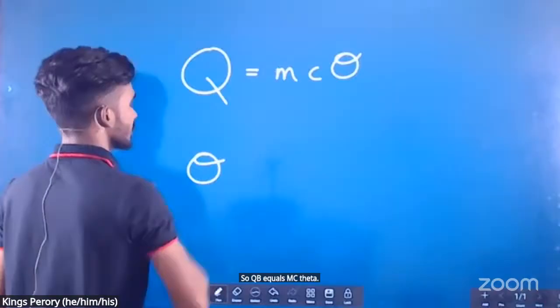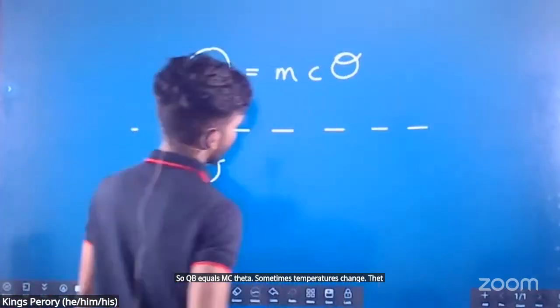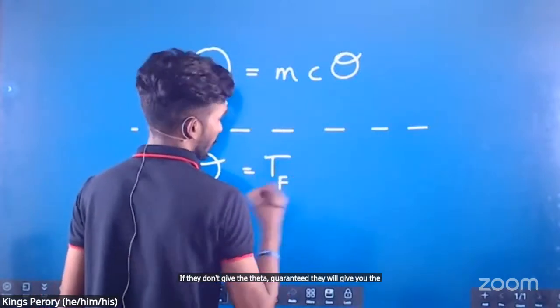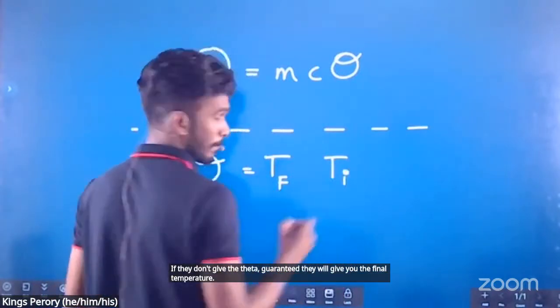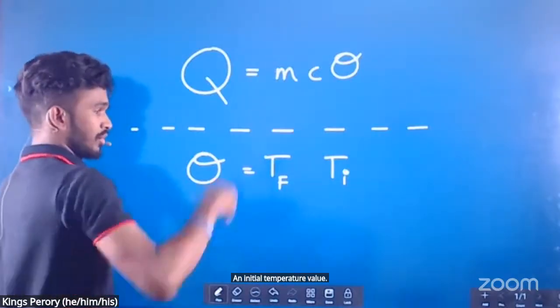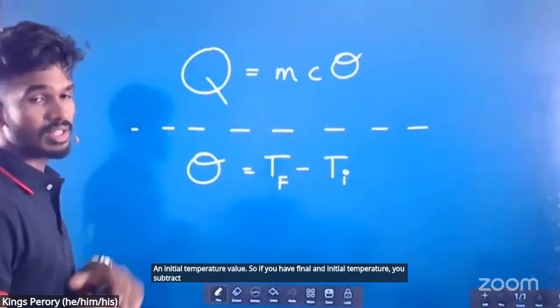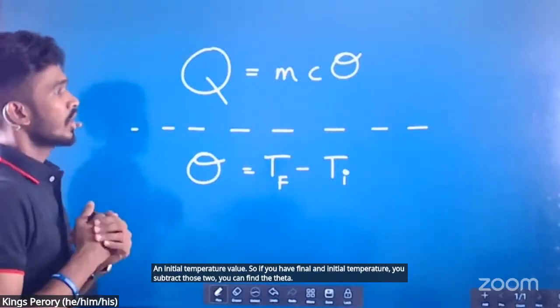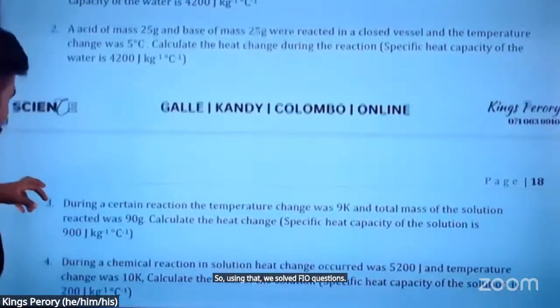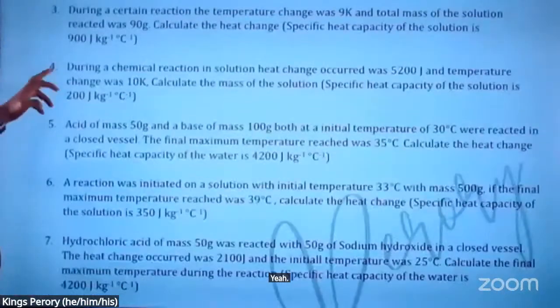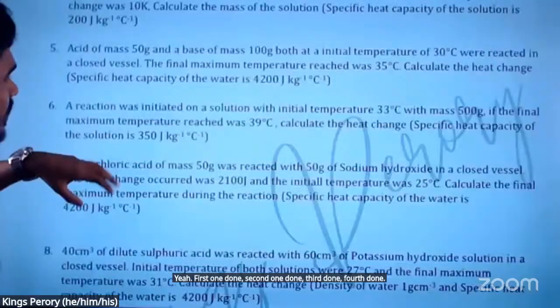Sometimes the temperature change, theta, won't be given. If they don't give the theta, guaranteed they will give you the final temperature and initial temperature value. If you have the final and initial temperature, you subtract those two and you can find the theta, the temperature change. Using that, we solved 5 questions. First one done, second done, third done, fourth done, fifth one.